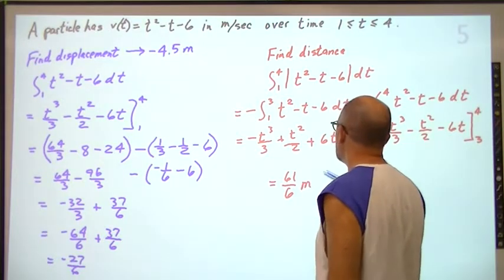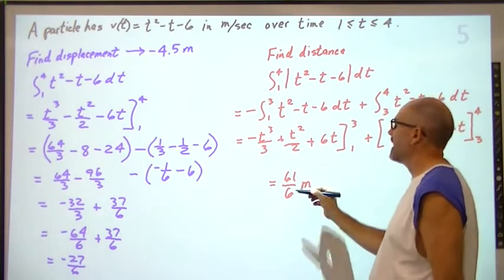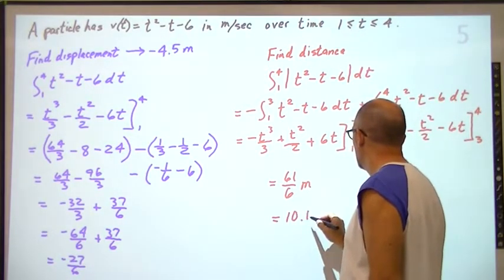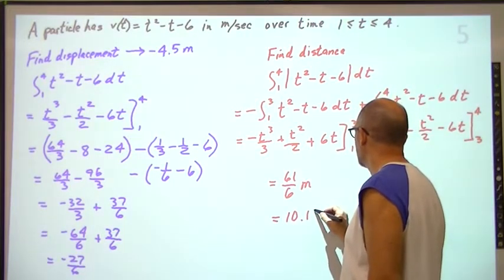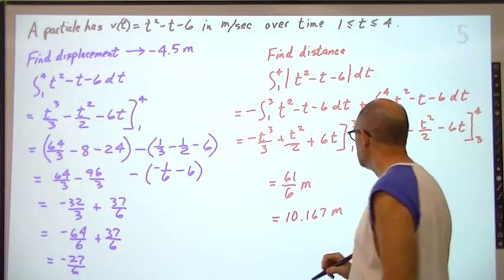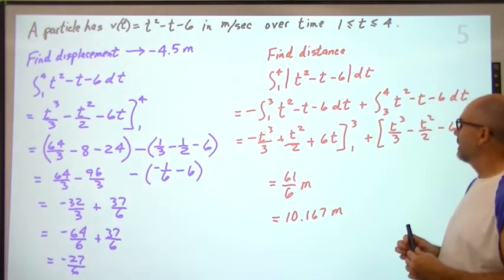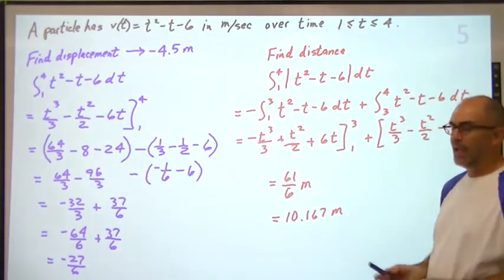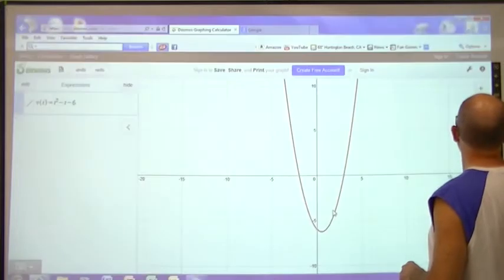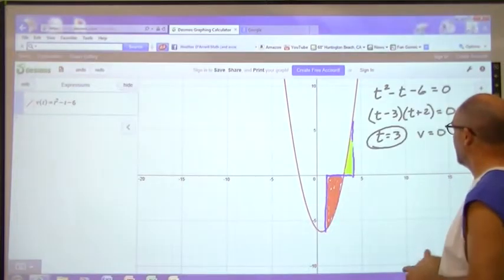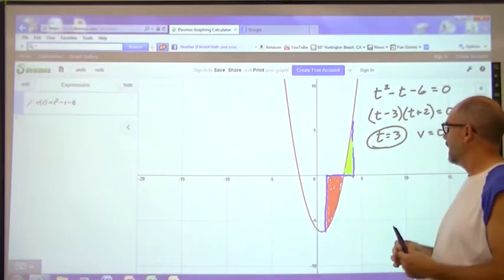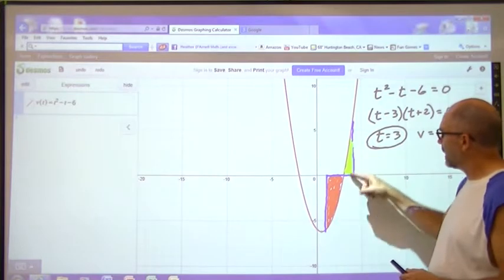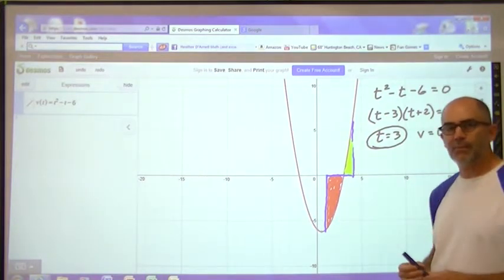Meters. Which, if we want to make that a fraction, it would be 10 and 1/6, which would be 10.167. So notice the displacement is negative because the majority of the travel here is negative. The distance is positive because distance is red plus green. That's it, game over.